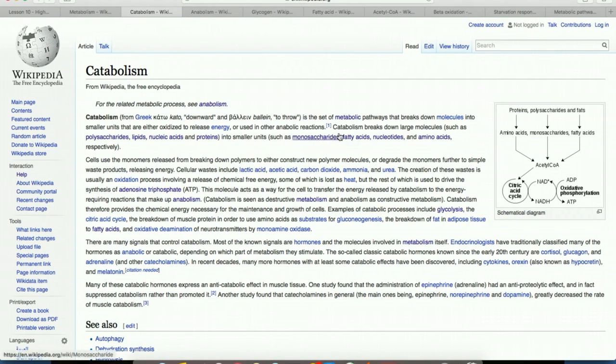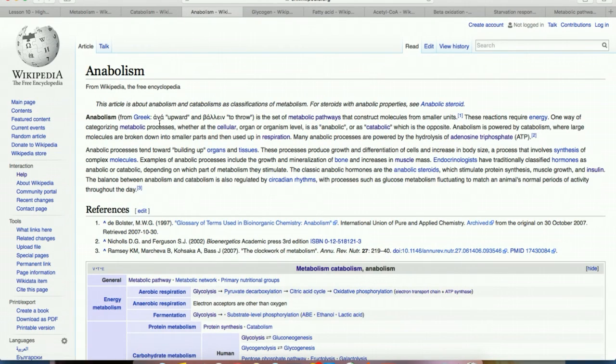Okay, so catabolism breaks down large molecules such as polysaccharides, lipids, nucleic acids, and proteins into smaller units such as monosaccharides, fatty acids, nucleotides, and amino acids, respectively. So we see that the big molecules are broken down into the smaller ones. Okay, good. All right, let's see anabolism. Anabolism, ana, upward, ballein, to throw. So now it's basically to throw up, all right?